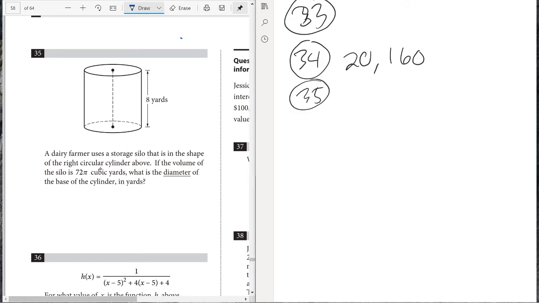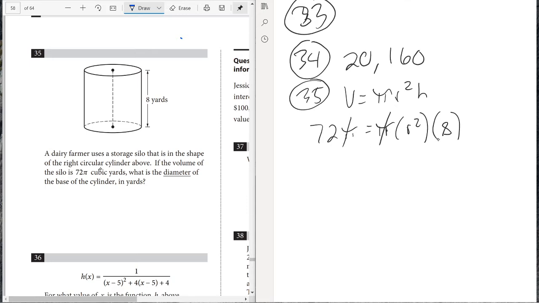35. Volume. Okay, so volume of a right circular cylinder is pi r squared times height. Volume is 72 pi. That equals pi. Oh, and we don't know the radius. But we do know the height is 8 yards. Yards, okay. They want diameter in yards. Okay, cool. So pi's cancel. Divide that by 8, you get 9. Square root of 9 is 3. Radius is 3, so diameter would be 6.